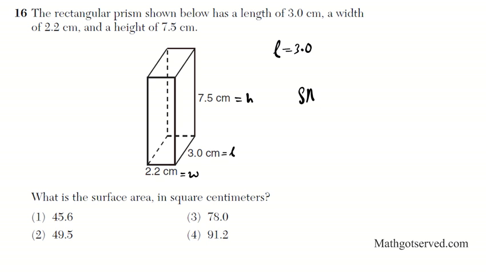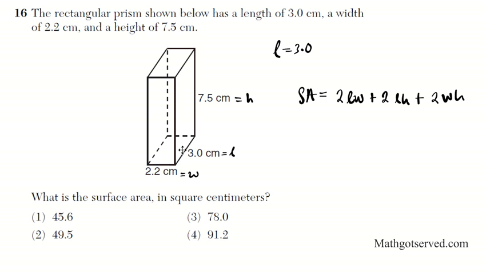If you look at your reference sheet, you're going to find the formula SA equals 2LW plus 2LH plus 2WH. So where on earth did this formula come from? Well, we know that for a rectangular prism, opposite sides are congruent. So this surface right here, this plane right here, and the other surface are congruent, and then this surface and the other surface are congruent.